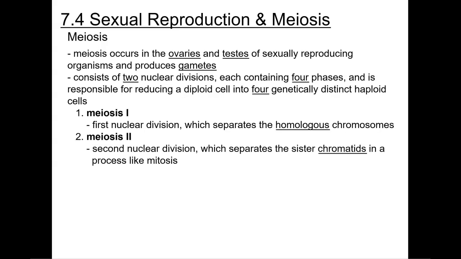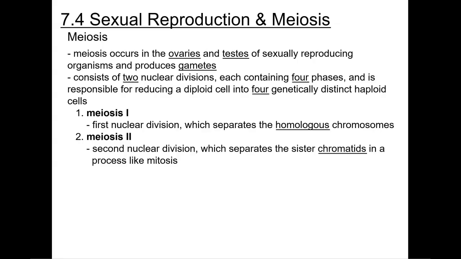So meiosis is going to occur in the ovaries and testes only of sexually reproducing organisms, and this is in order to produce gametes. So it consists of 2 nuclear divisions. Each is going to contain 4 phases, and it's going to be responsible for reducing that diploid cell number into 4 genetically distinct haploid cells. So these are no longer going to be genetically identical.